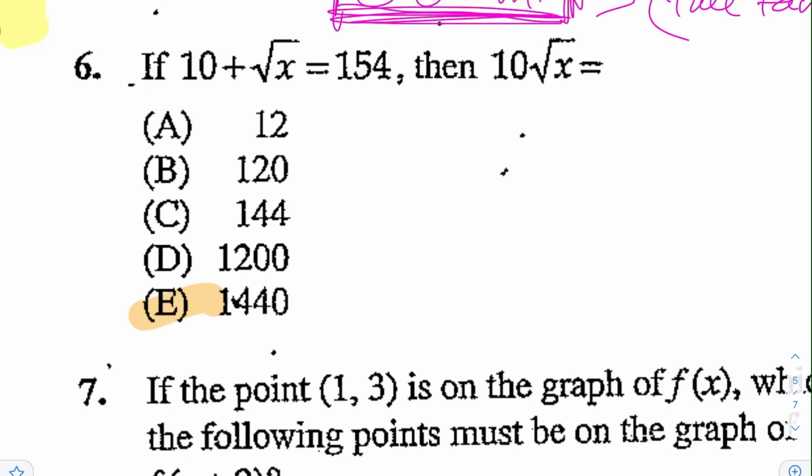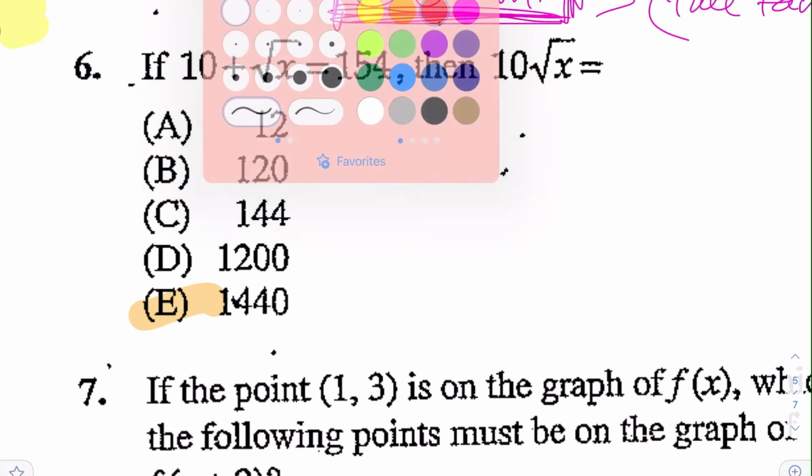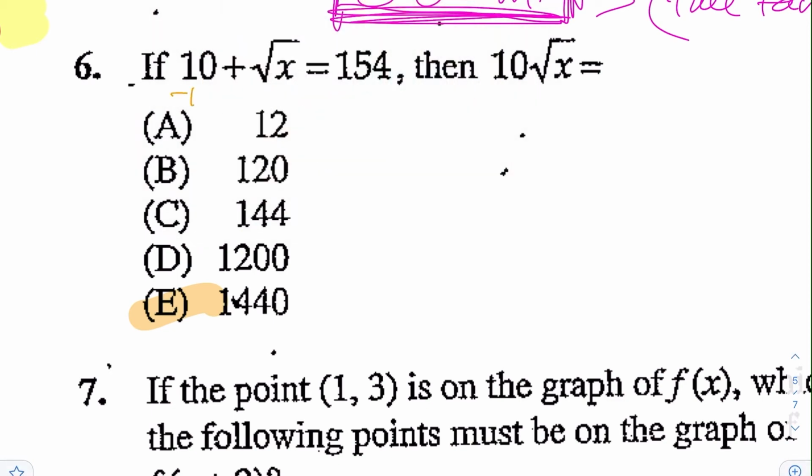Next for number 6, if 10 plus the square root of x is equal to 154, then 10 times the square root of x is equal to. So here, the first thing you can do is subtract 10 on both sides. And you get that the square root of x is equal to 154 minus 10, or 144. So here, you could actually solve for x by squaring both sides, but you don't have to. You don't want to solve for x. You want to solve for this expression, and this expression, fortunately for us, includes the square root.